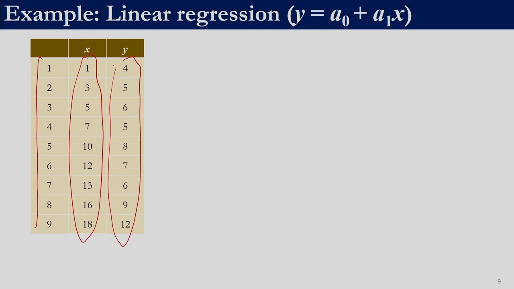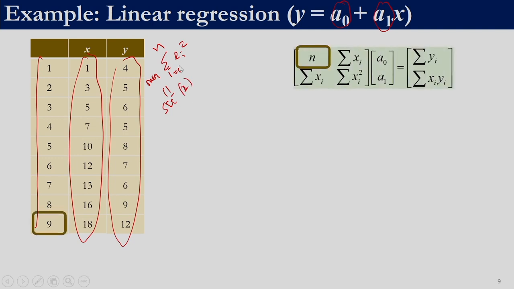So now our task is to determine the values of a naught and a1 such that the sum of square of errors for all the points is minimum, right? There is no other value of a naught and a1 for which the sum of squares will be smaller. This problem is nothing but solving a set of simultaneous linear equations involving two unknowns, a naught and a1, which we derived in the previous slide.